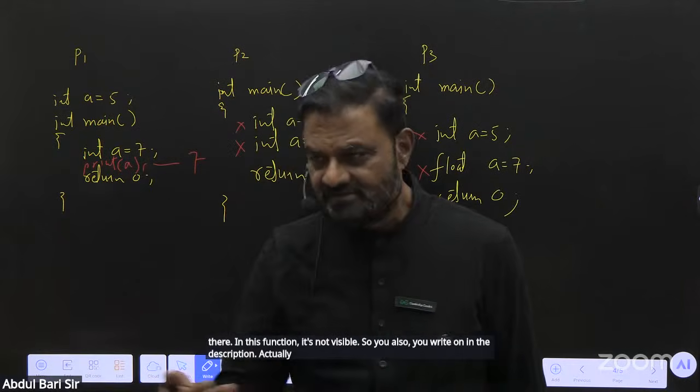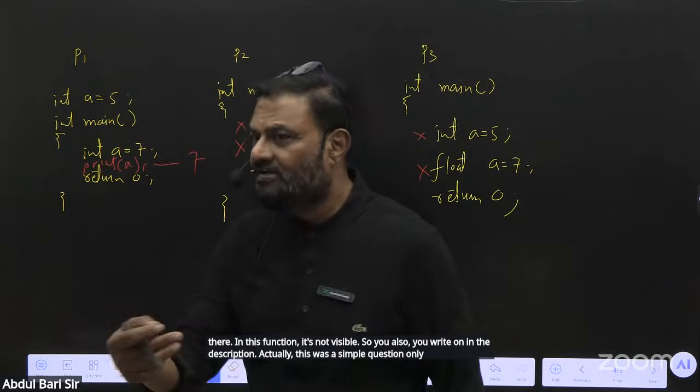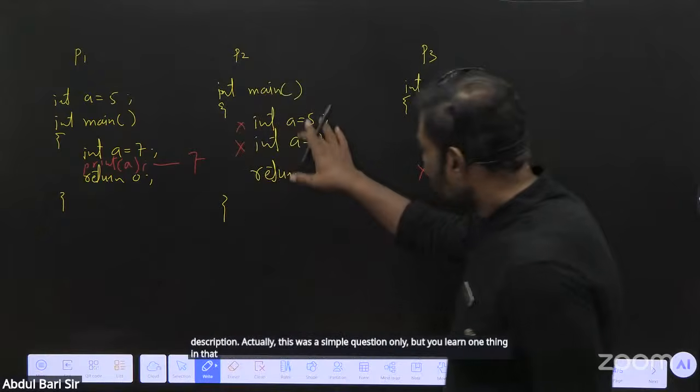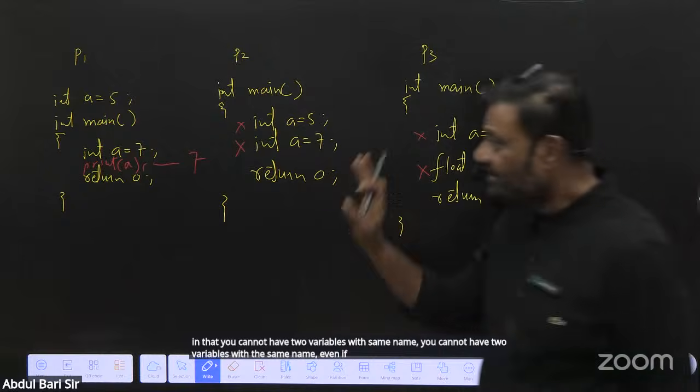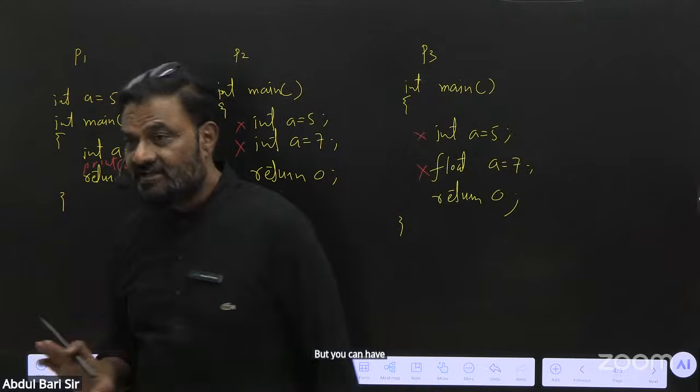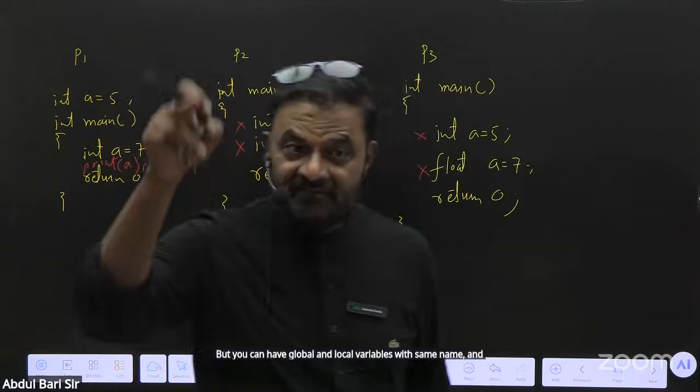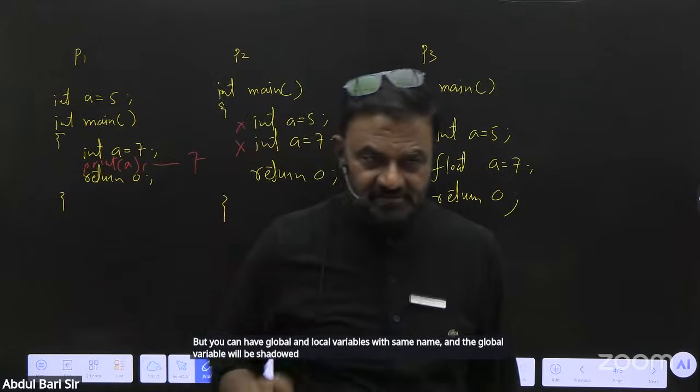Actually, this was a simple question only, but you learn one thing, that you cannot have two variables with same name. You cannot have two variables with the same name, even if they have different data type. But you can have global and local variables with same name. And the global variable will be shadowed inside the function.